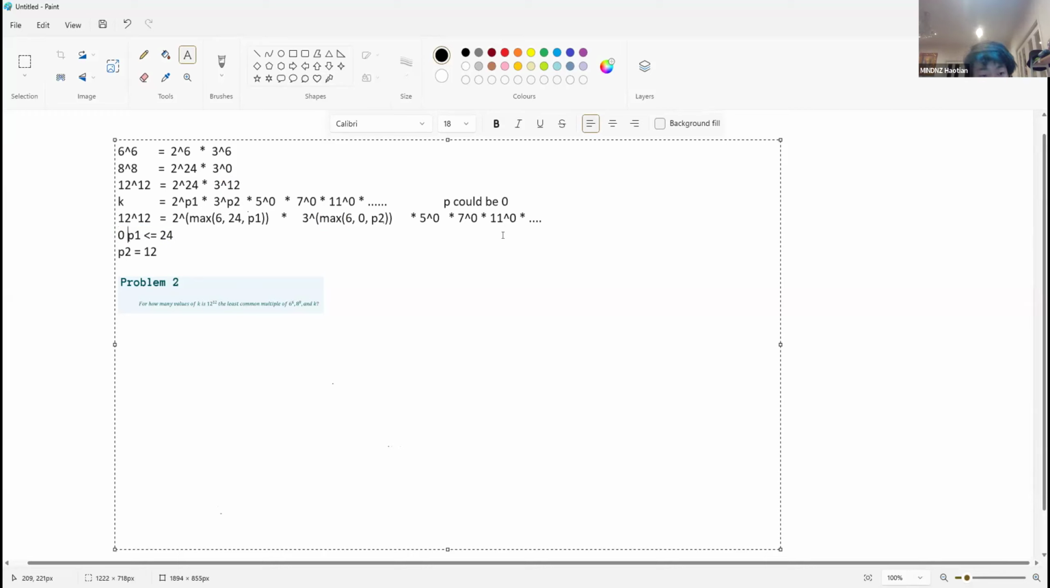And p1 also has to be bigger than or equal to 0, because we can't have a negative power of a prime. It just doesn't work. And that's 25 possible numbers. So the answer is 25. Does anyone have any questions?